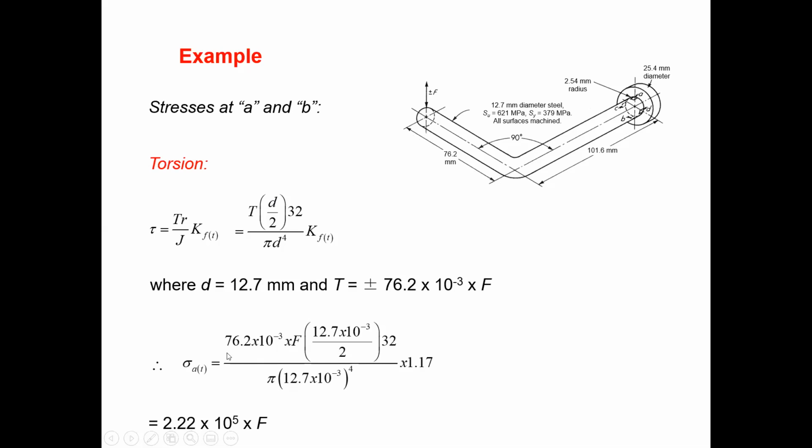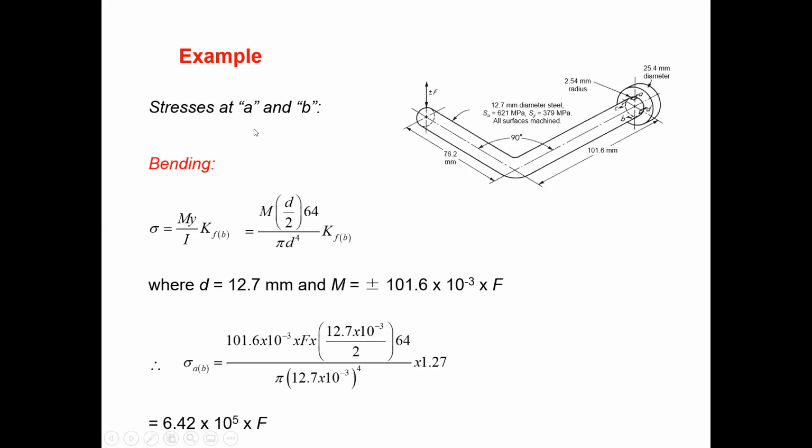So the D value you know. So then you can substitute here and find the alternating stress due to torsion at point A or point B. So this is the alternating stress due to torsion. This is due to bending.